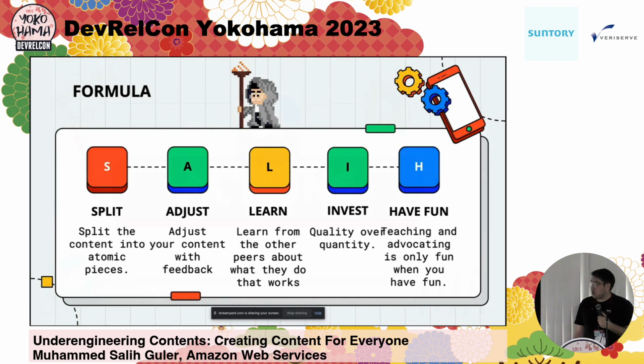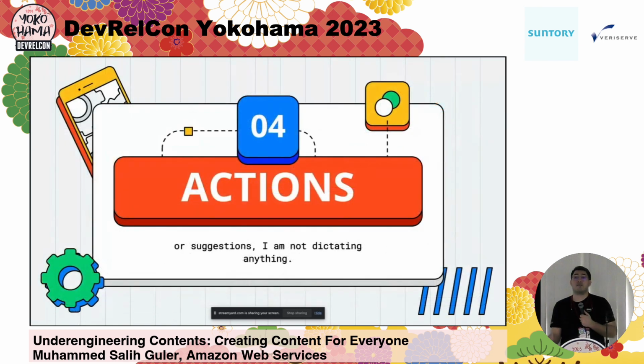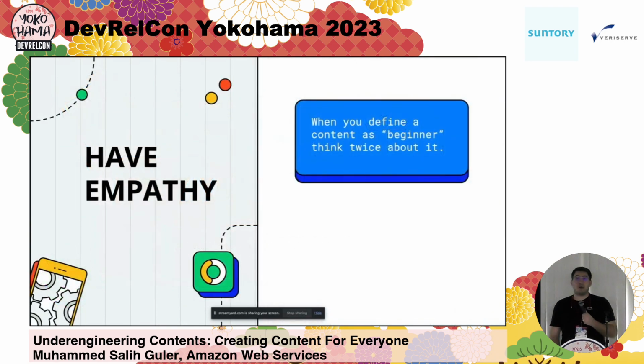Anyway, so what are the actions that I have created? You can see the suggestions as well. I'm not dictating anything. Again, this is from my personal experiences. You might disagree, and I will just embrace it. From the Salih formula, first, have empathy.